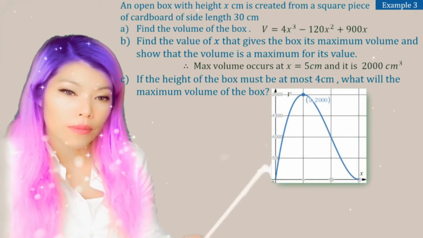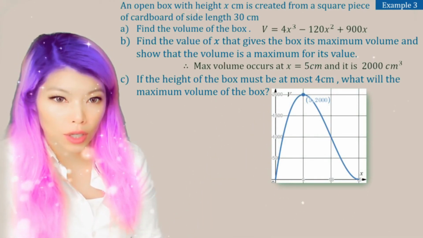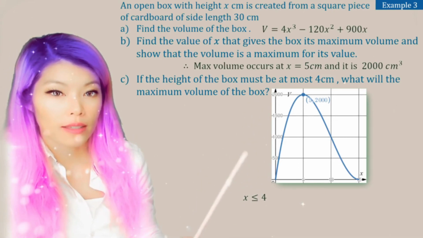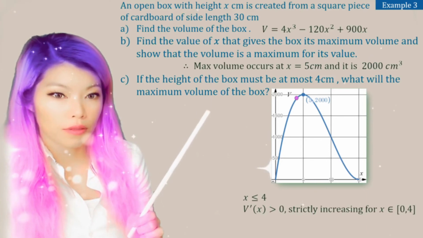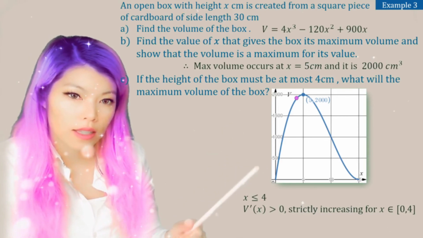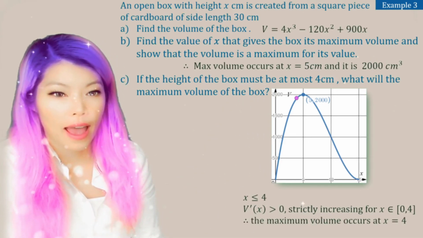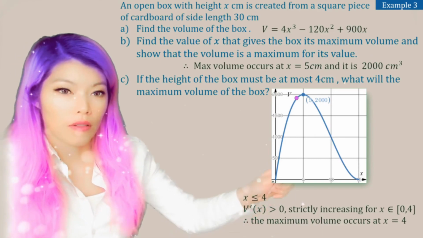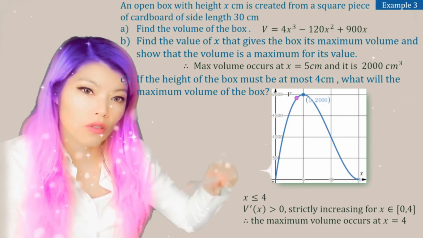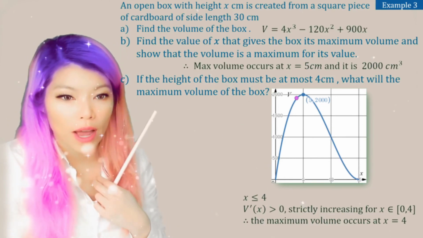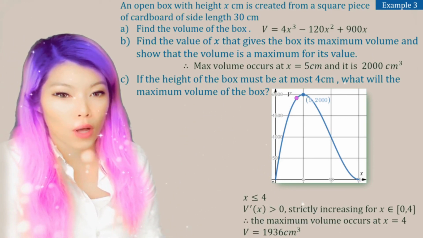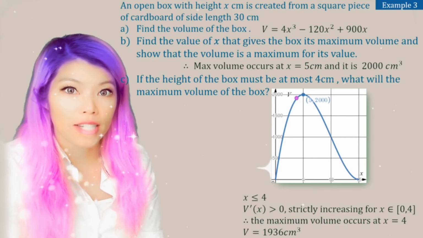So the graph looks something like this, and we can see that at 5 there's the turning point. But before 4 and up to 4, so at most 4, we can see that the graph is always positive. It has a gradient greater than 0. So because it's strictly increasing, we can see that the maximum value is at 4. What does that mean? If the graph was on the other side, we can see the maximum value would be to the left. But because it's strictly increasing, the maximum value would be to the right. So then we plug in x equals 4 into the original equation and we obtain that the volume would be 1,936 centimeters cubed.